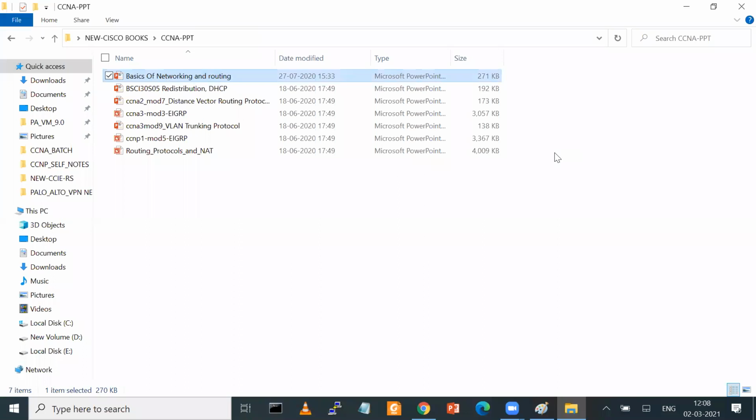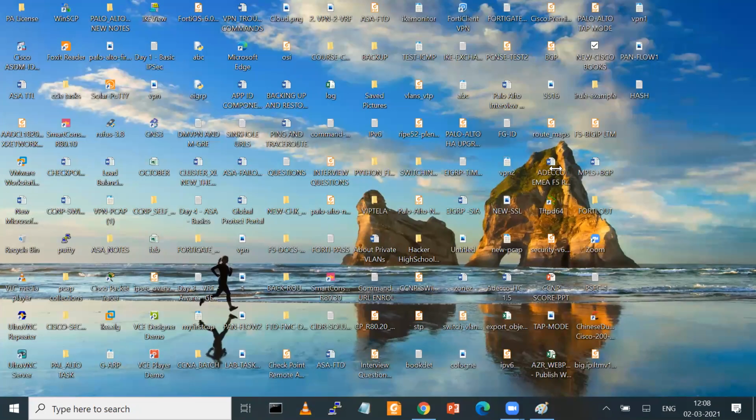Basics of networking and routing. That is one fundamental PPT which you can use. So you can all download it and go through these two PPTs, day 1 and day 2, and the fundamental one. Then tomorrow we'll cover class B and C and some more calculation about IP. We have to go very in depth about IPv4. Then we have to move into IPv6.